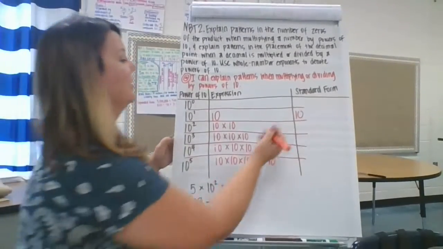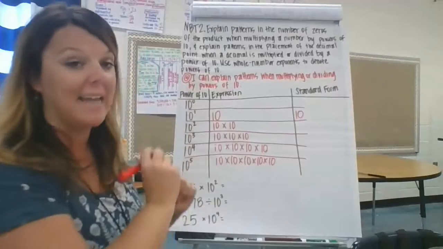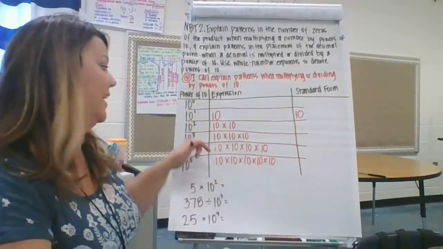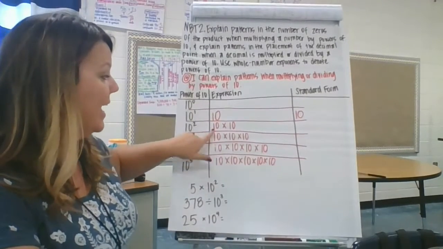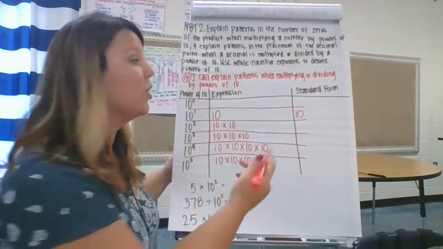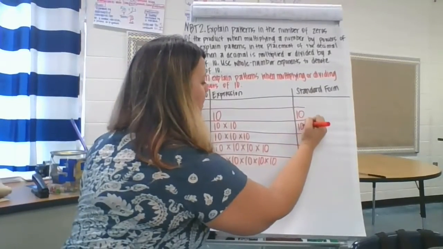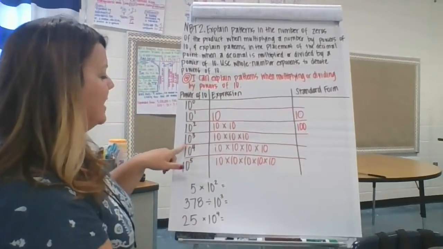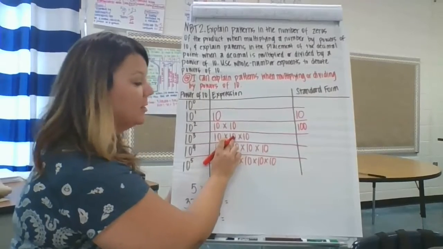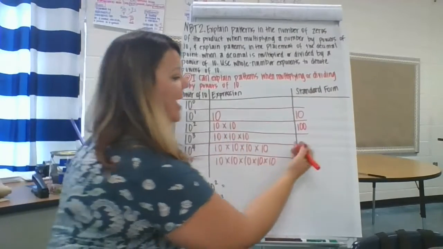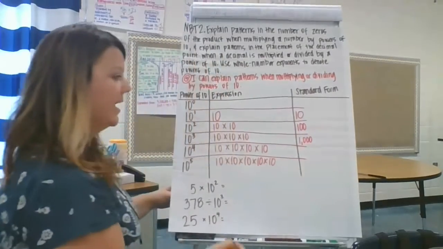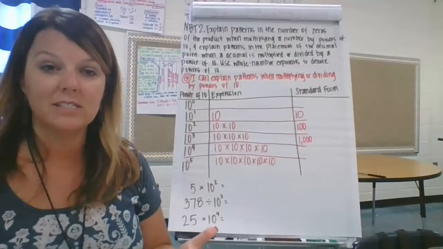So let's go down our chart and fill these in standard form. Standard form is the regular form of a number, what you're used to seeing. So 10 to the second power is written as an expression, 10 times 10. 10 times 10 is 100. Okay, 10 times itself three times. 10 times 10 is 100. Multiply 100 times 10 and you get 1,000. Okay, notice the pattern. Okay, the standard is all about patterns.